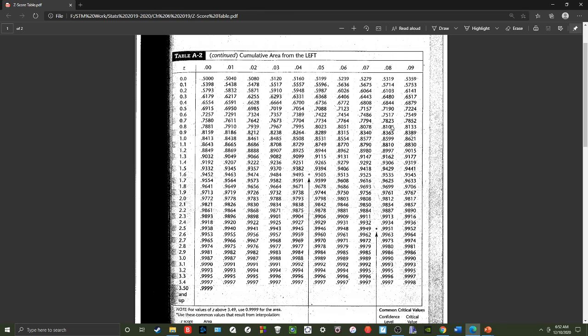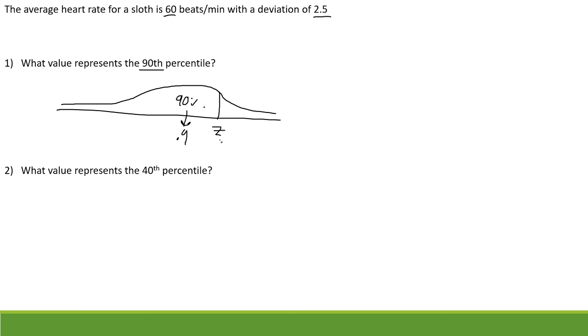As close to 0.9 as we can get, which looks to be about right here. 0.8997. That's as close to 0.9 as we can get, I think. So that would be 1.28. So that is the z-score we want. So this is going to be 1.28. And then we set it up in our algebra, right? So value we want minus the average over 2.5. And then we do some basic algebra. Times 2.5, plus 60. And we get 63.2. 63.2 is equal to x.